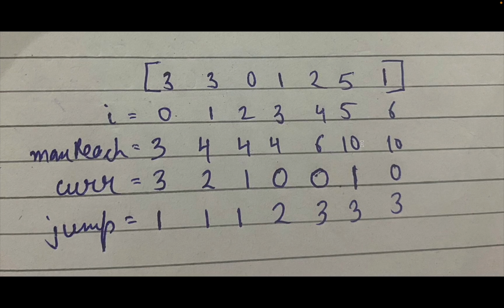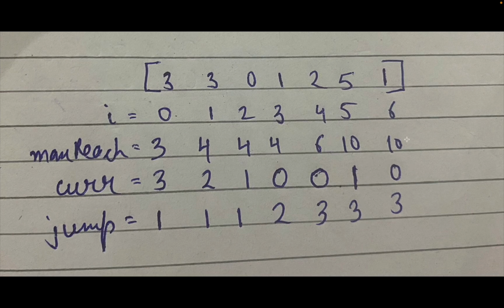Now I'll move to the next index, and here we will update max reach. In the previous step, current will become 6 minus 4, that is 2, so current value will become 2 here. Now we'll reach this index. Here 5 plus 5 is 10, so max reach will become 10 here, and current will reduce by 1, so it will become 1 now, and jump will remain 3.